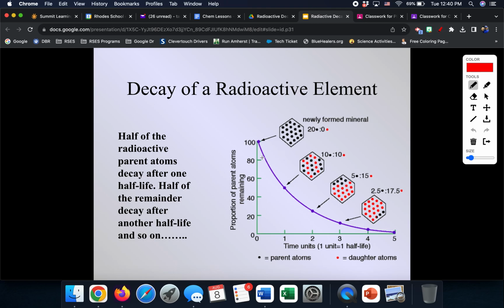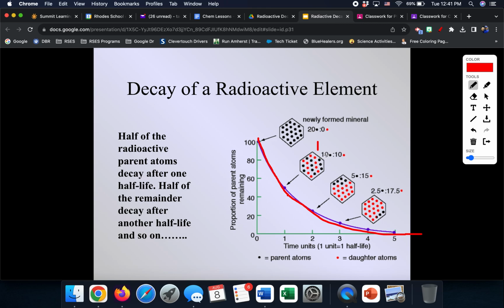This graph, there's going to be a question on this, is how it always goes. Over time, it goes pretty quickly, and then it levels off near the bottom. This would be one half-life. So after one half-life, we have half new stuff, half old stuff.